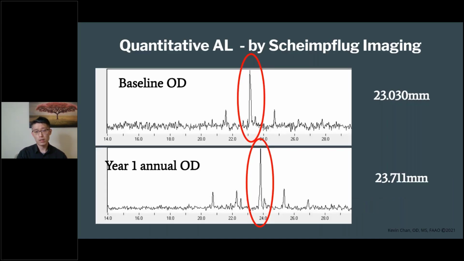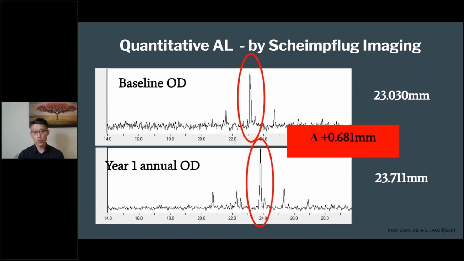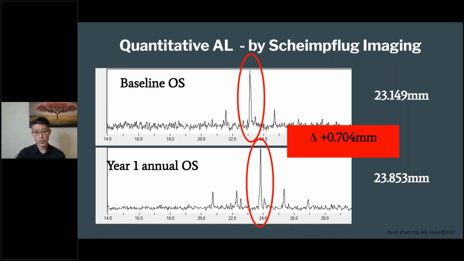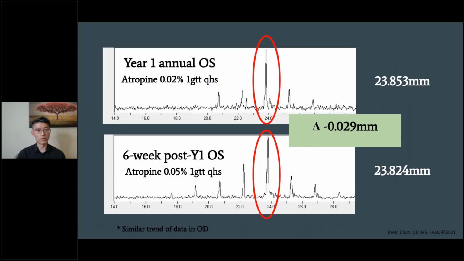When I look at this patient after a year or so, we can see there are definitely some differences between the baseline and the annual results for the axial length measurement. It changes by almost 0.68 millimeter, which is equivalent to over 1 diopter change in just a year, despite the fact that she's been undergoing combined treatment. Similarly, for the left eye, 0.7 millimeter. So what did we do wrong here?